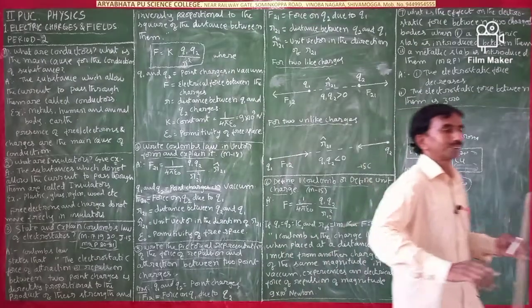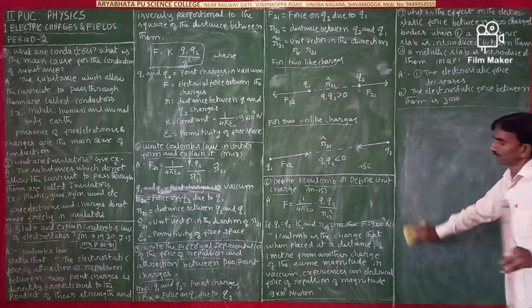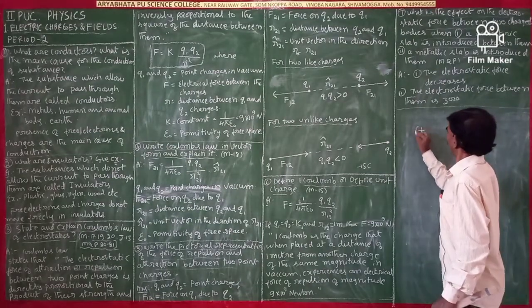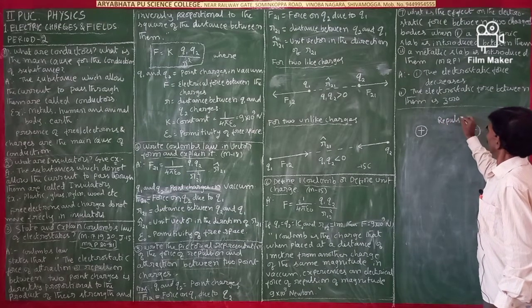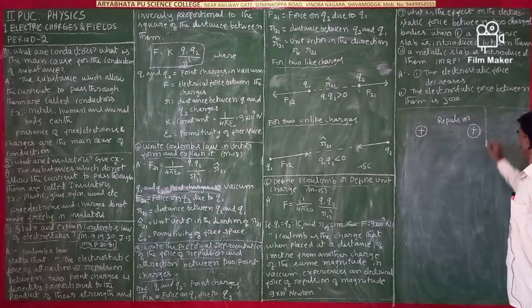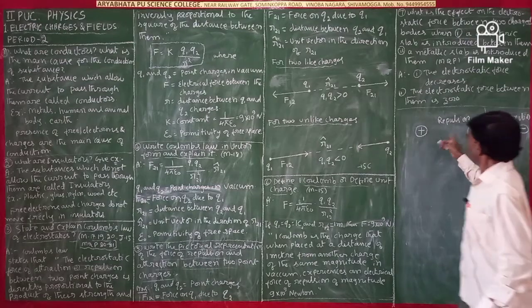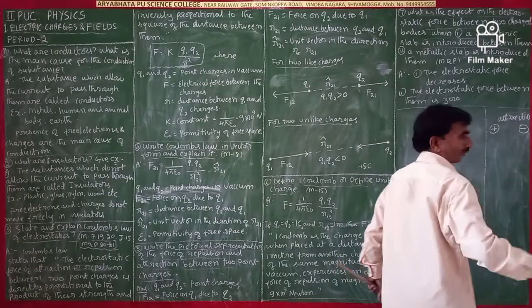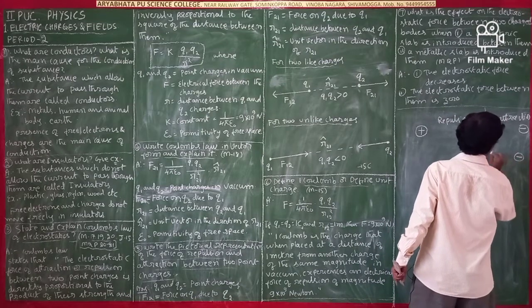In the previous class, in the first period, you studied the basic properties of electric charges. A plus charge and another plus charge have repulsion between them, and a minus charge and a plus charge have attraction. Plus with plus is repulsion, and minus with minus is also repulsion.